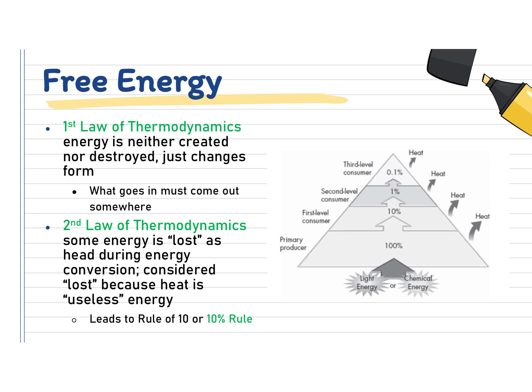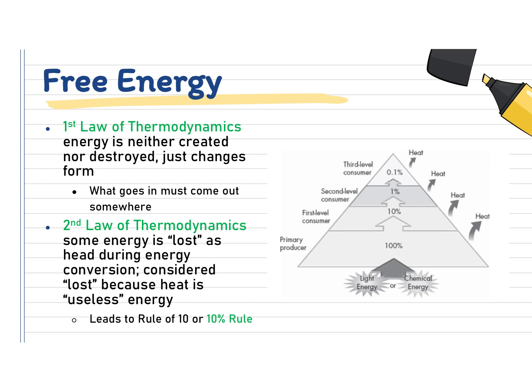Two scientific laws go along with this. The first one is the first law of thermodynamics, which is saying energy is neither created nor destroyed, it only changes form. So what goes in must come out. There has to be some kind of exchange. So again, if you're losing that energy, it has to go somewhere. In this case, it leaves as heat. And the second law of thermodynamics says that some energy is lost as heat during any conversion process. This leads to the 10% rule.